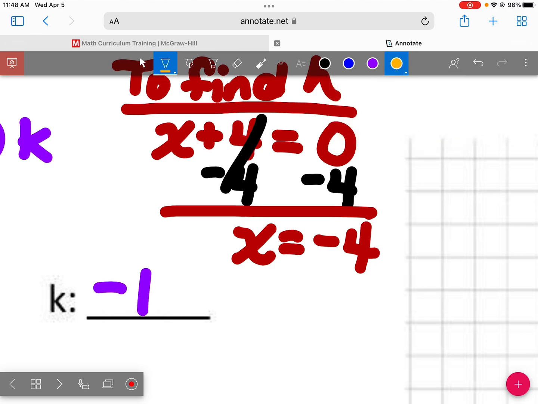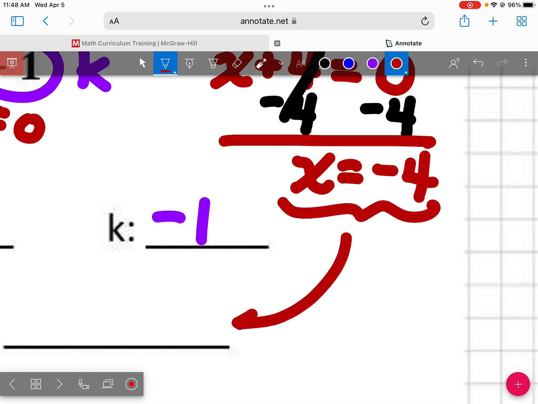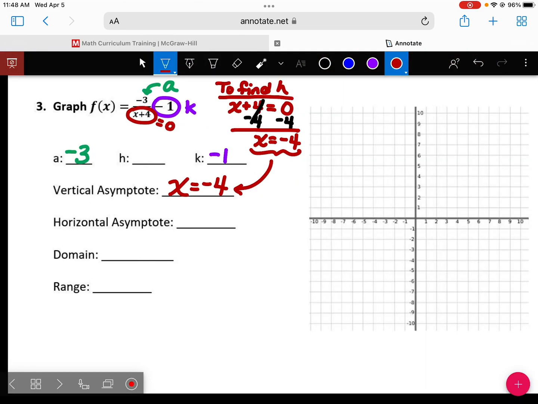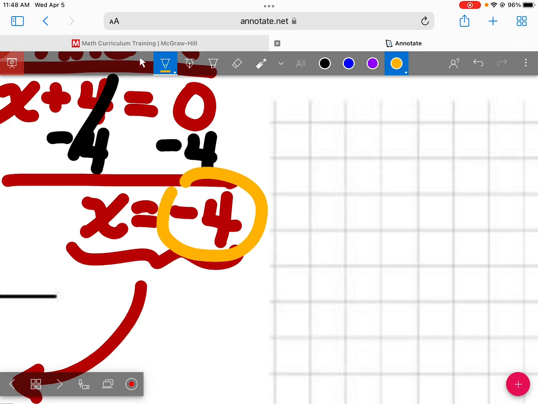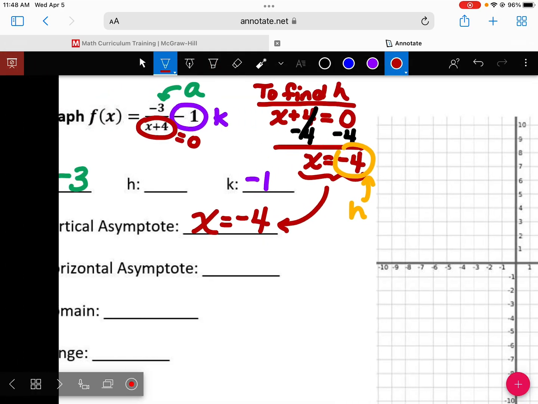What do I know now? There's 2 things that I know from doing that. I know my vertical asymptote. This whole equation comes down here: X equals -4. What else does this tell me? I'm going to use it for my domain. I'm thinking of something up above that I haven't filled in yet. H. This -4 right here is my H value. So H is -4.